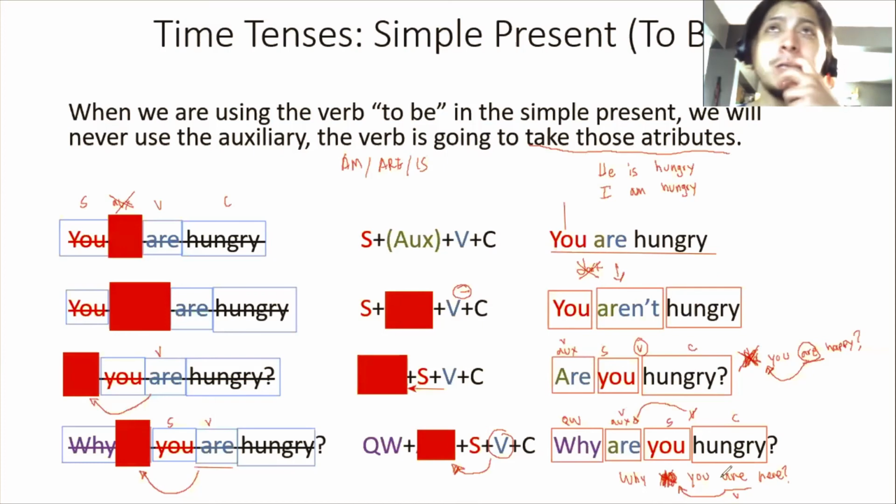Y el verbo to be en presente tiene 3 conjugaciones: am, are or is, dependiendo del sujeto. La primera persona del singular, I am. La tercera persona del singular, he, she, it, is. Y todas las demás son con are. ¿Sí? You are, we are, they are. Así es como funciona más o menos, ¿sí?